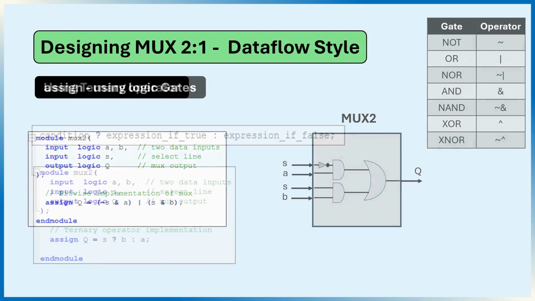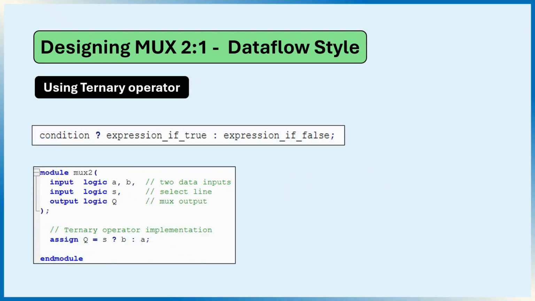Finally, we can implement the same design using the ternary operator. If S is 0, Q equals A. Otherwise, Q equals B. Both versions synthesize to the same 2-to-1 multiplexer.